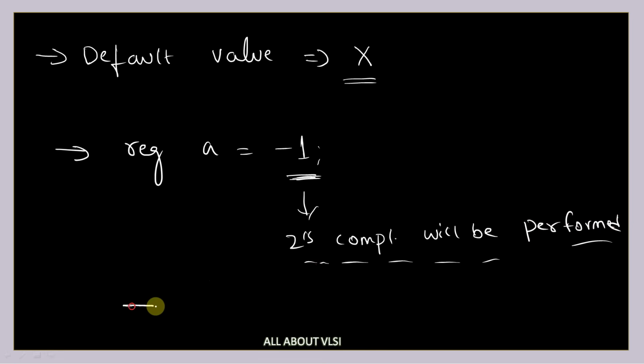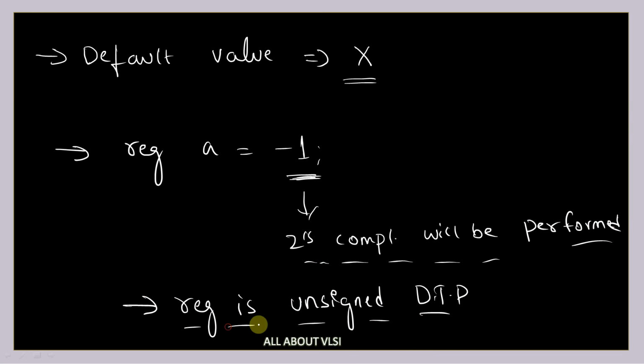So from this conclusion I can come to know that reg is unsigned data type. Basically, reg is your unsigned data type. That is, it cannot store your negative values directly. Compiler will perform the 2's complement on the right hand side values, and it is going to store that value inside your reg.